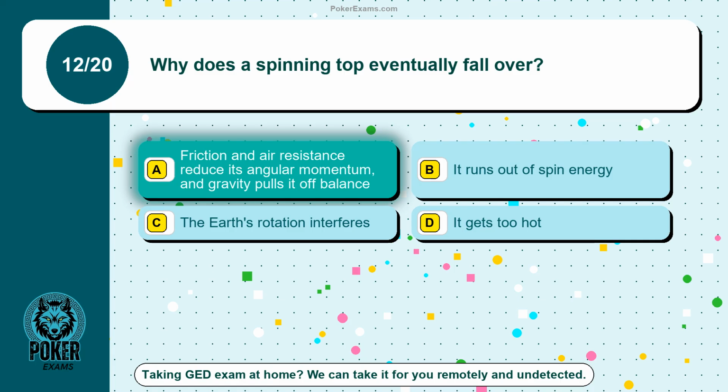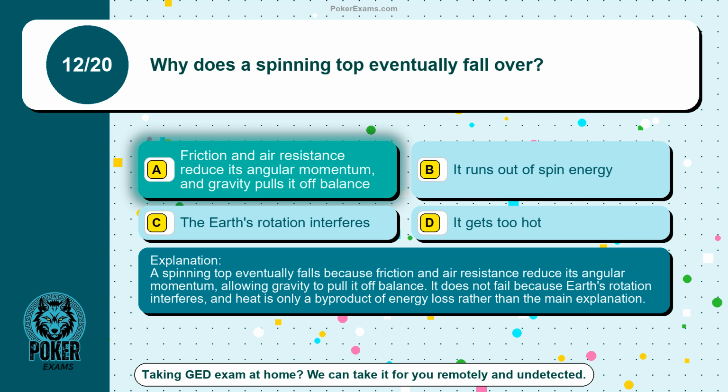The correct answer is option A. Friction and air resistance reduce its angular momentum, and gravity pulls it off balance. A spinning top eventually falls because friction and air resistance reduce its angular momentum, allowing gravity to pull it off balance. It does not fail because Earth's rotation interferes, and heat is only a byproduct of energy loss rather than the main explanation.